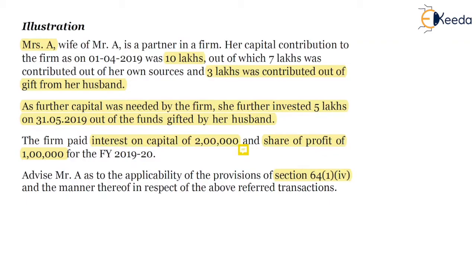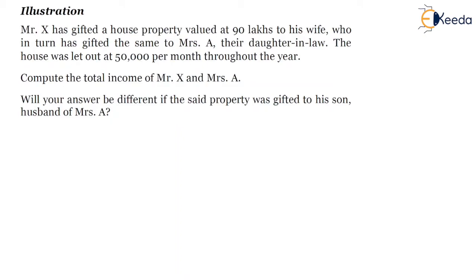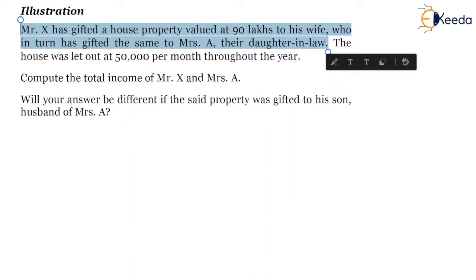this illustration. So friends, the next illustration: Mr. X has gifted a house property valued at 90 lakhs to his wife, who in turn has gifted the same to Mrs. A, their daughter-in-law. So friends, two transactions wherein the husband is providing an asset, which is a house property, to his wife, and then the wife has transferred that particular asset to her daughter-in-law.